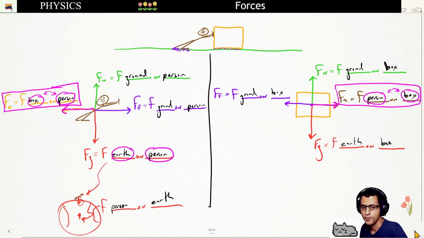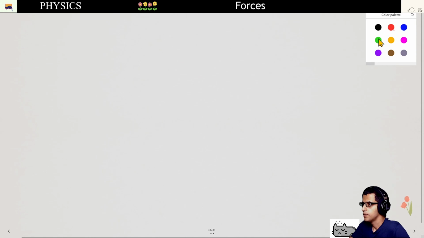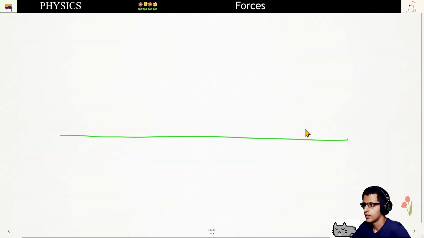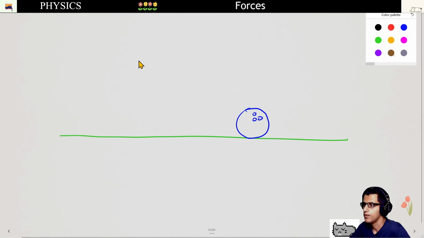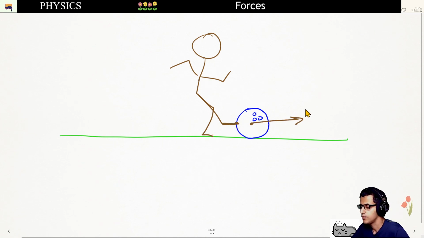Let's do one more example of third law pairs. Let's say there's a ball here. Yeah, let's do a bowling ball again. And you have a person that runs along and they kick the bowling ball. So they are going to apply a force in that direction. Let's call it an applied force. It's the force of one object on another.